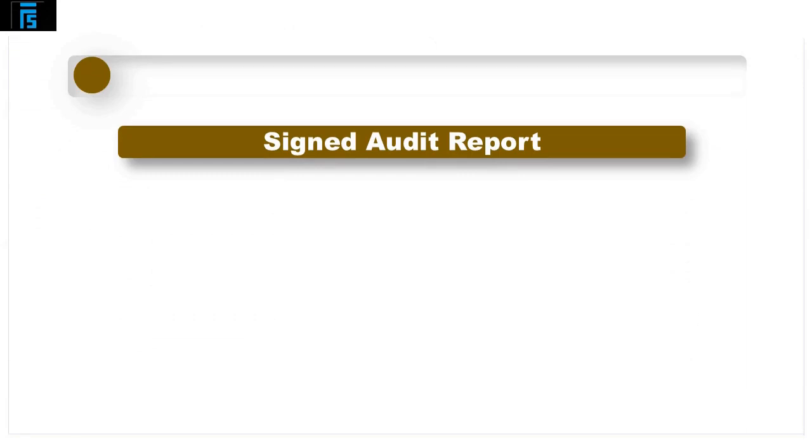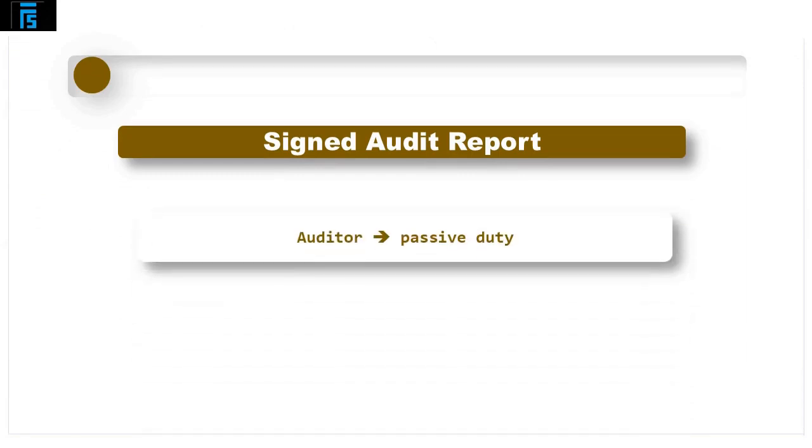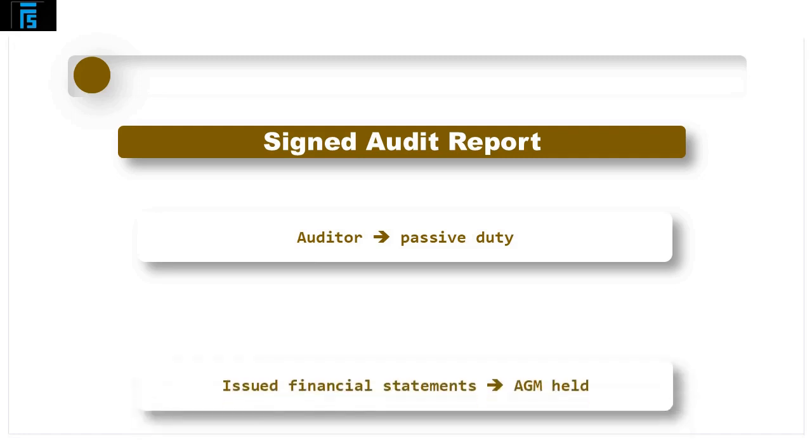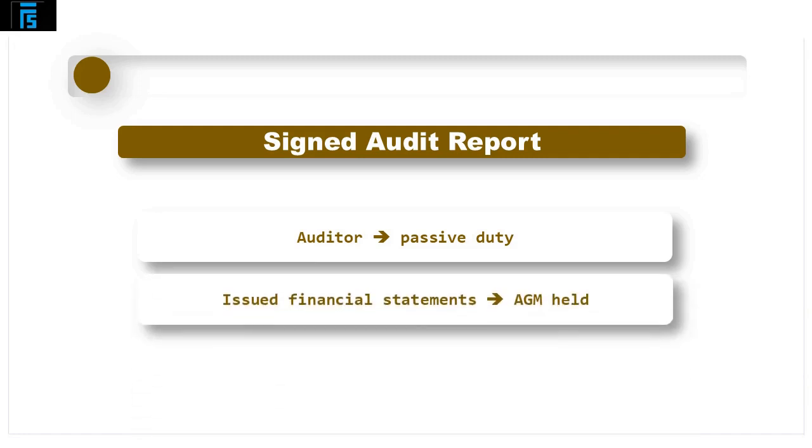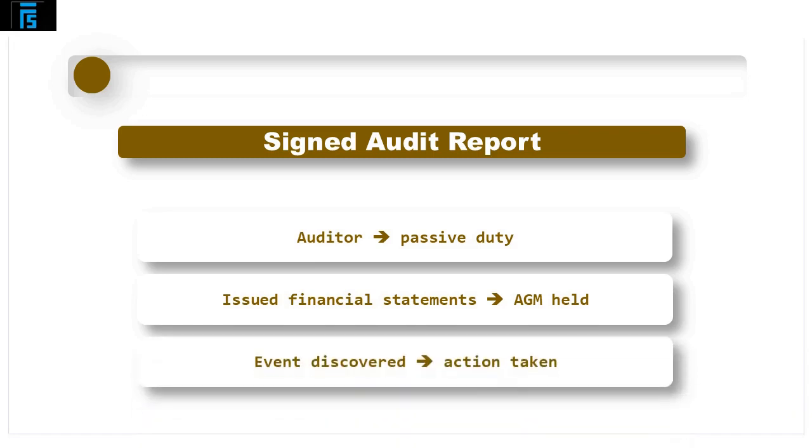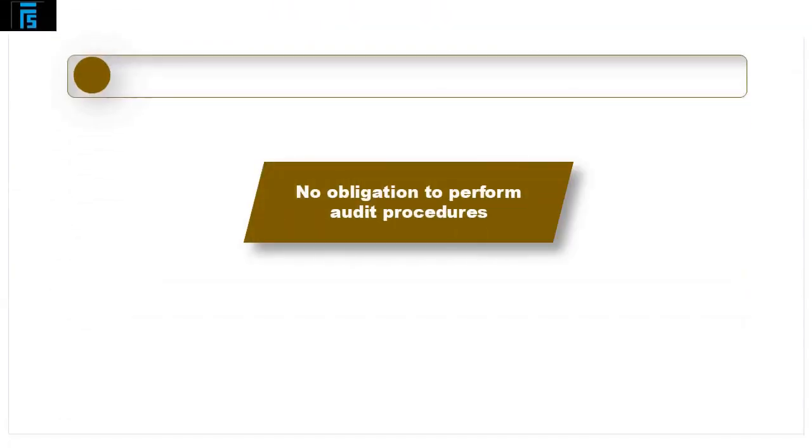Once the audit report has been signed, the auditor has a passive duty to identify and react to events discovered. Once the audit report is signed, the financial statements will be issued and the AGM will be held. During this period, if anything comes to light regarding a material event that should have been, but has not been disclosed in the financial statements, the auditor must take necessary action. Remember, the auditor has no obligation to perform audit procedures during this period.